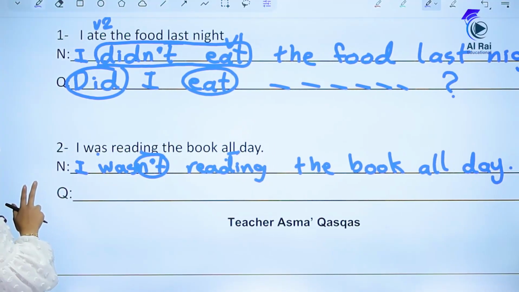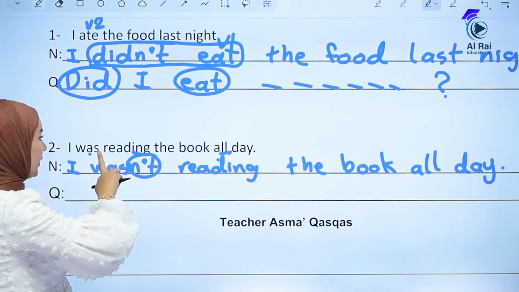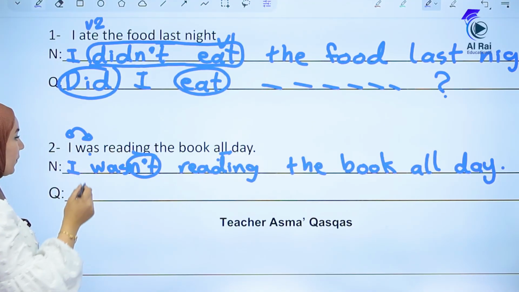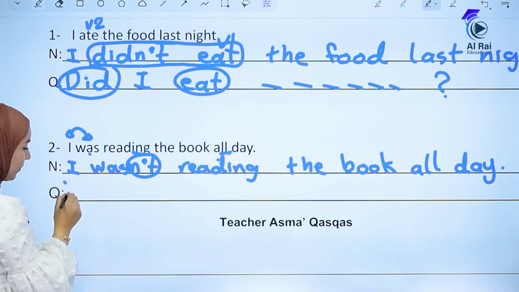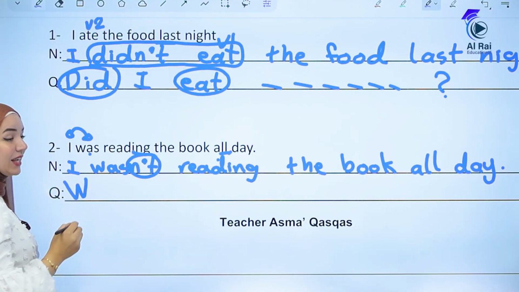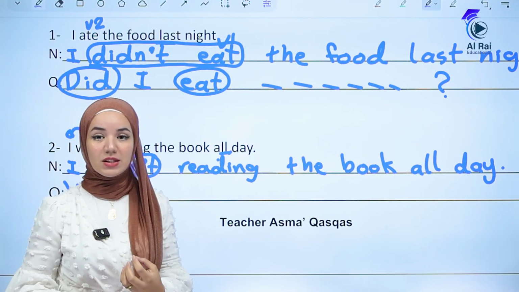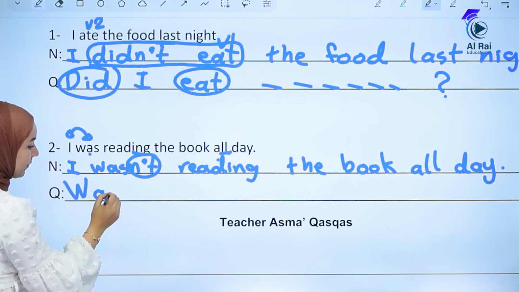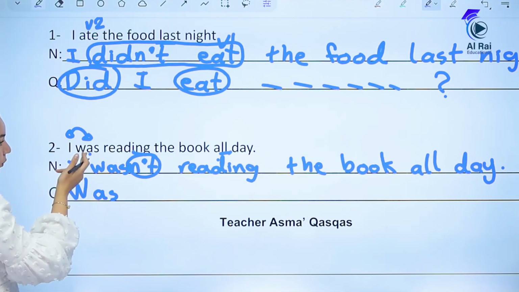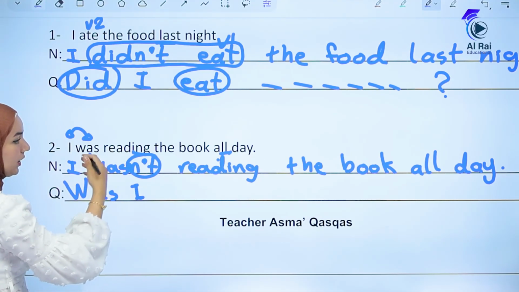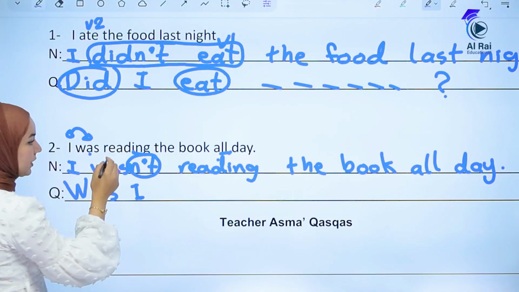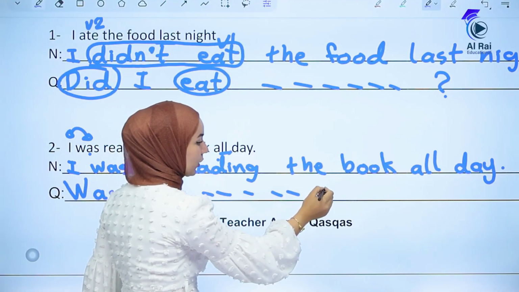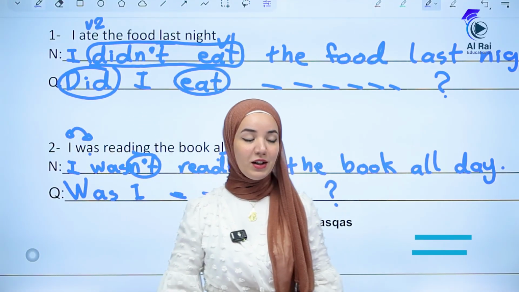The question form, I have to switch only the subject and the helping verb. So I'm going to write was at the beginning, and don't forget to make the initial letter capital because it's the first one, was. Then switch, okay, was I, then complete the sentence without any changing, reading the book all day, question mark. So far, so good.